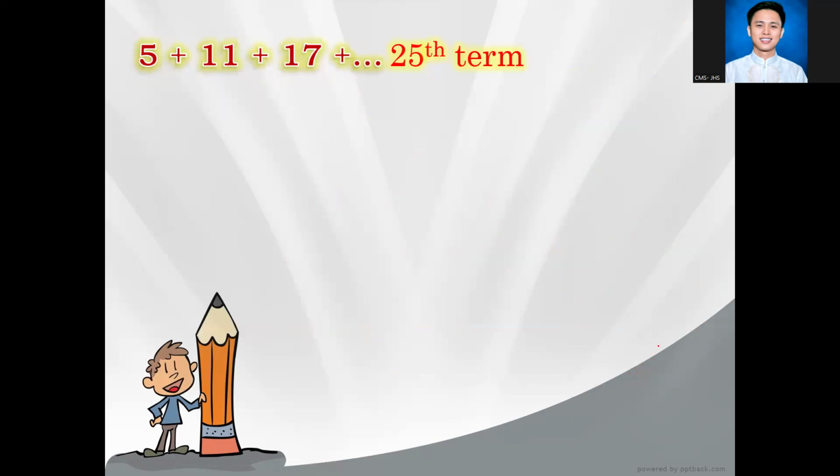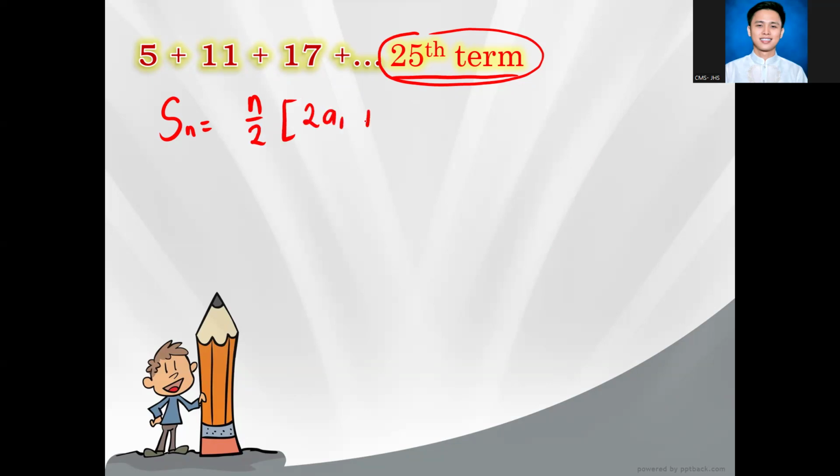Next example. 5 plus 11 plus 17 plus up to the 25th term. Again, we don't have the 25th term. So let's make use of formula number 2. So let me write it again. n over 2 multiplied by 2a sub 1 plus n minus 1 times d. So we'll have S sub 25 because there are 25 terms or numbers to be added. So n over 2, n is 25 over 2.